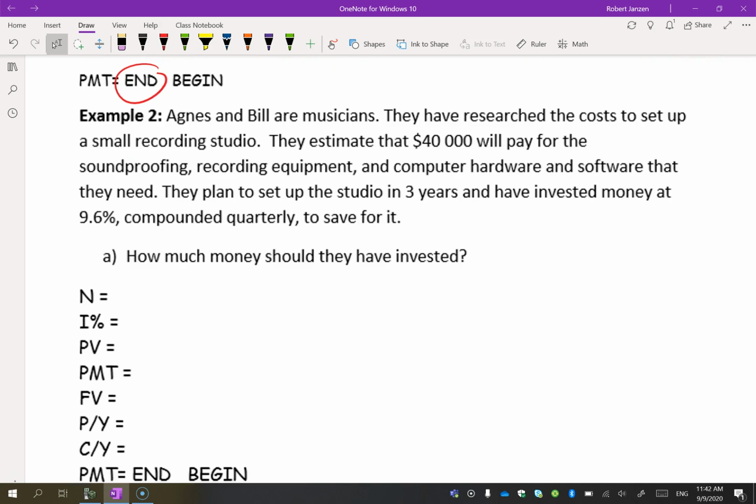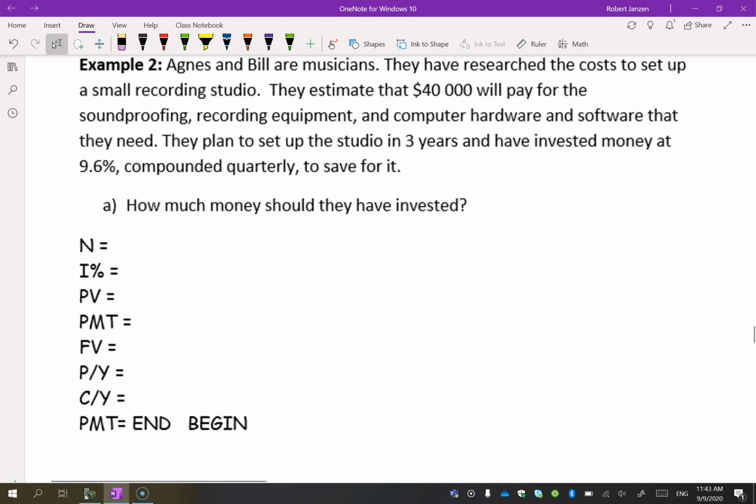Example 2. Agnes and Bill are musicians. They have researched the costs to set up a small recording studio. They estimate that $40,000 will pay for the soundproofing, recording equipment, and computer hardware and software that they need. They plan to set up a studio in 3 years and have invested money at 9.6% compounded quarterly to save for it. Wow, that's a lot. A lot of information. How much money should they have invested?